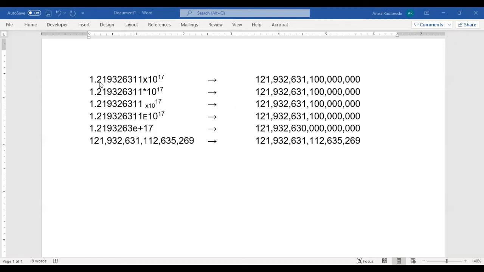So in order to do that, I'll just demo down here what I did. So I had that big long decimal, 219326311. And then I'm going to move that decimal point 17 places to the right. So this is 1, 2, 3, 4, 5, 6, 7, 8, 9, 10, 11, 12, 13, 14, 15, 16, 17. So moved it all the way to the right. And now I'm going to add in commas. So that's how I got these answers here.